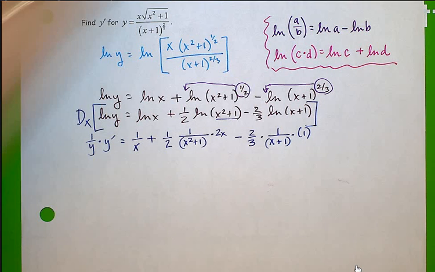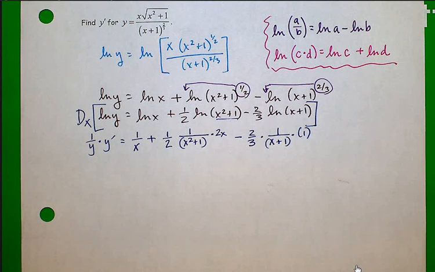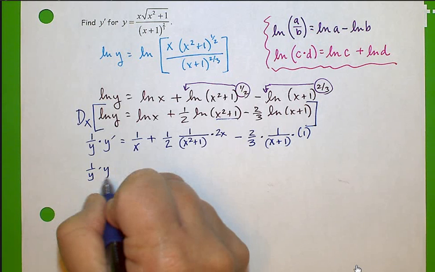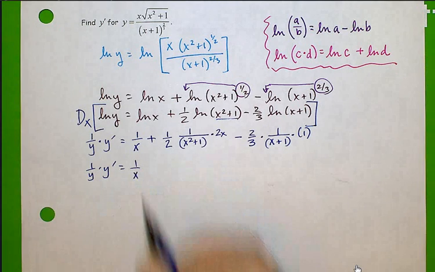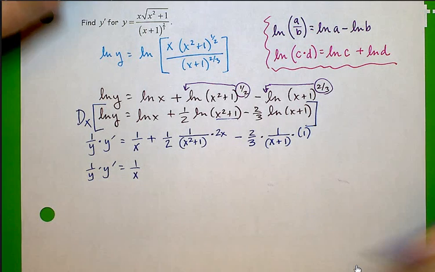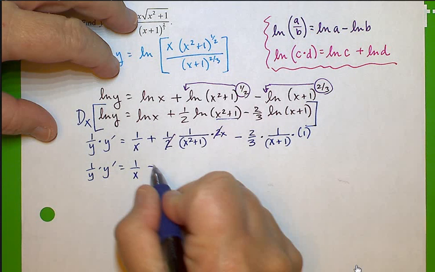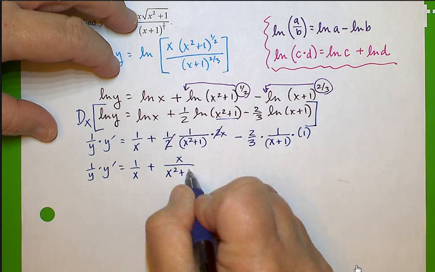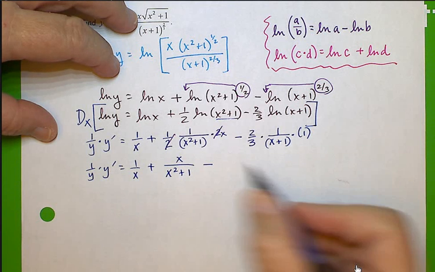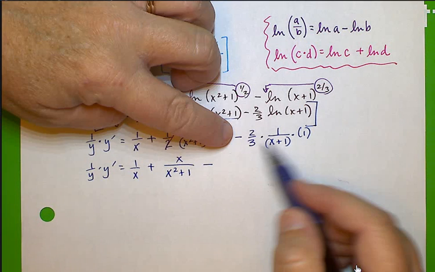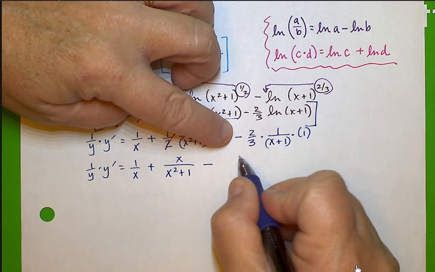Alright, let's clean that up on the right hand side. 1 over x doesn't need any cleaning. Let's see, those 2's cancel. So it's just x over (x squared plus 1) minus, nothing cancels, but I'm going to rearrange it how it's written, 2 over 3 times (x plus 1).